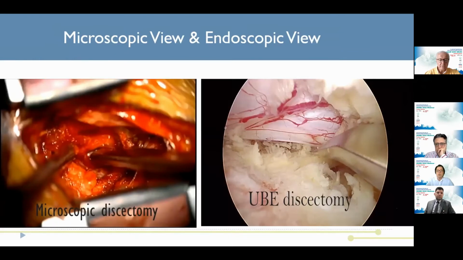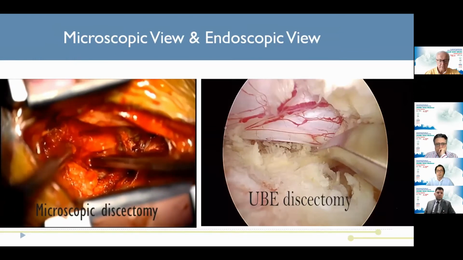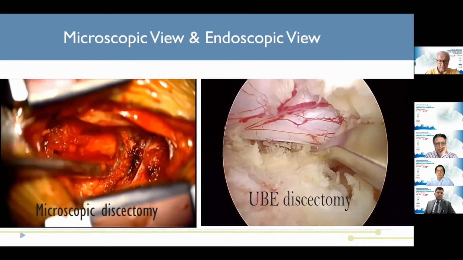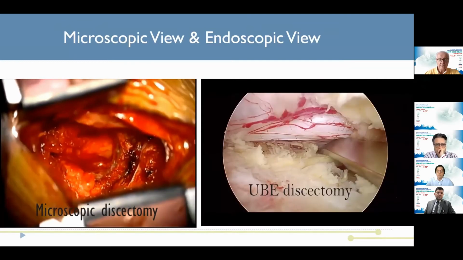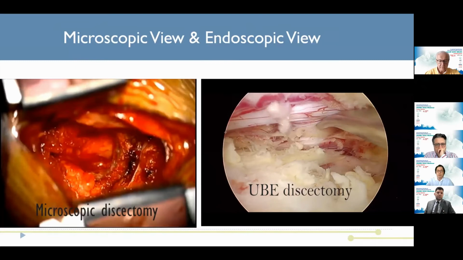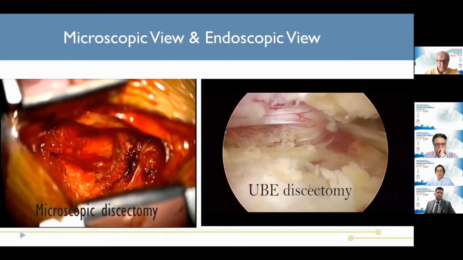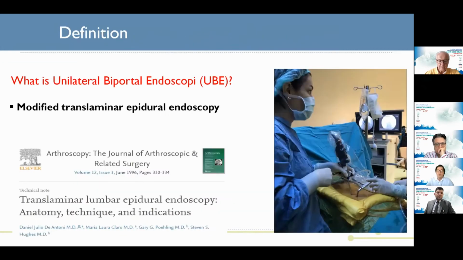How do we see the surgery field when we look into it endoscopically? It is blood-free and clear, revealing the anatomic structure compared to microdiscectomy. The first definition of UBE in literature was made by Dr. Anthony in 1996 as modified translaminar epidural endoscopy.